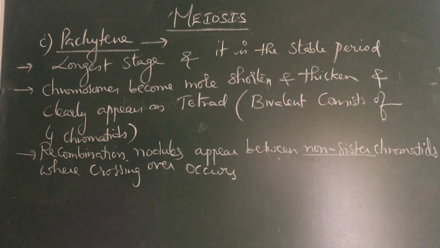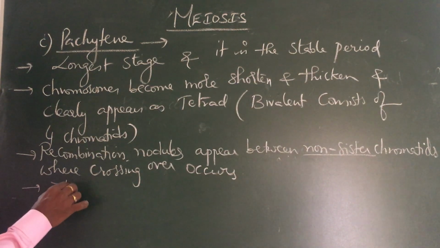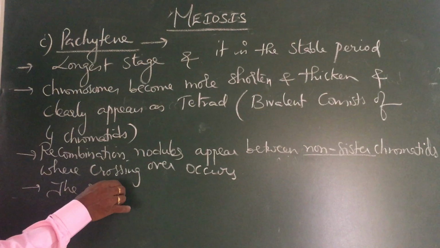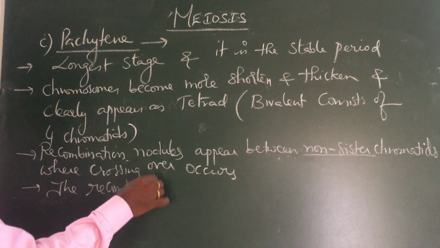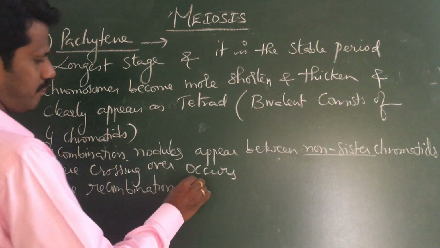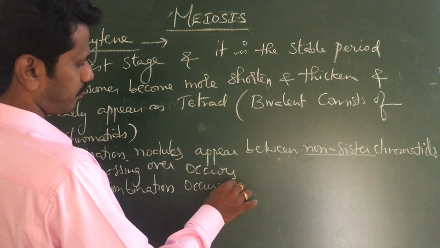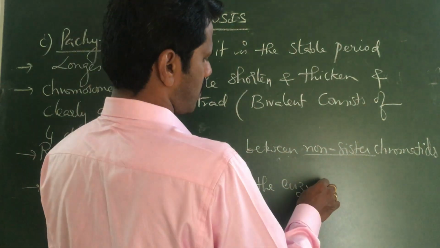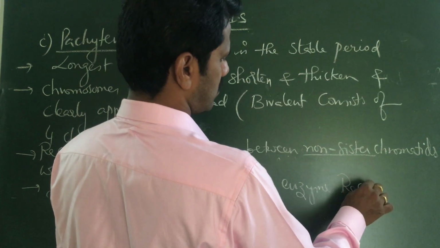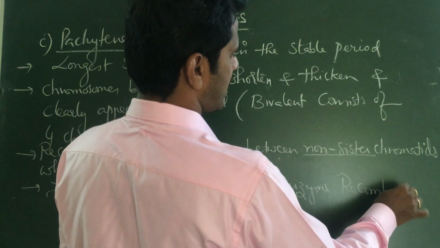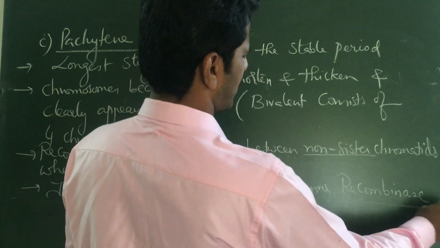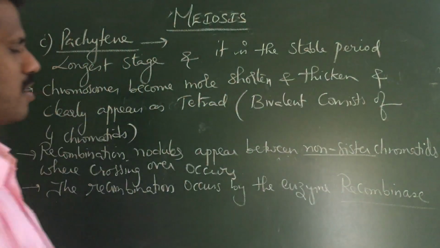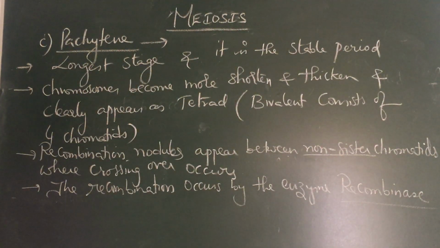So this occurs by the enzyme recombinase. The recombination occurs by the enzyme recombinase. So this enzyme favors the formation of crossing over, recombination.